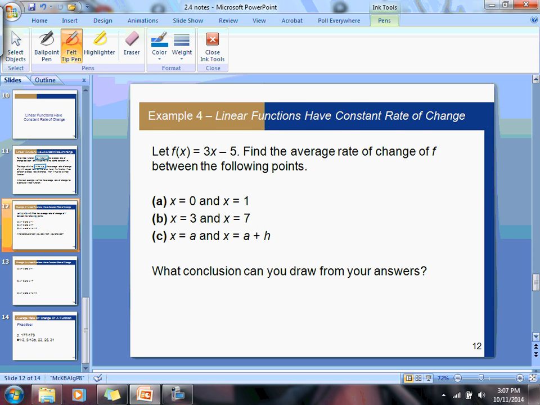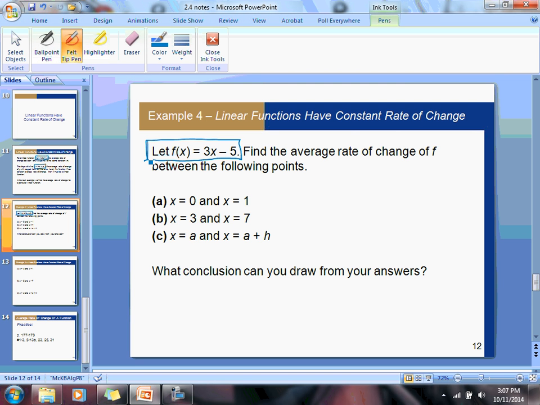Okay, so in example 4 here, they want us to find the average rate of change of this function between the following points. The function they gave us was f of x equals 3x minus 5. And the way that they have this expressed here, this "let f of x equal 3x minus 5," that's just a more advanced way that mathematicians communicate. They always say, let something equal something. So get used to being familiar with that expression. You're going to see it in calculus and more advanced levels of math as well.